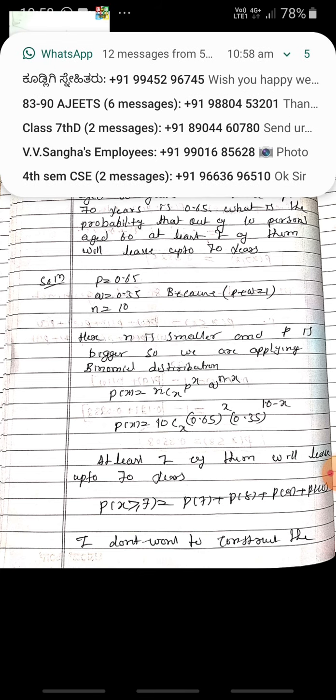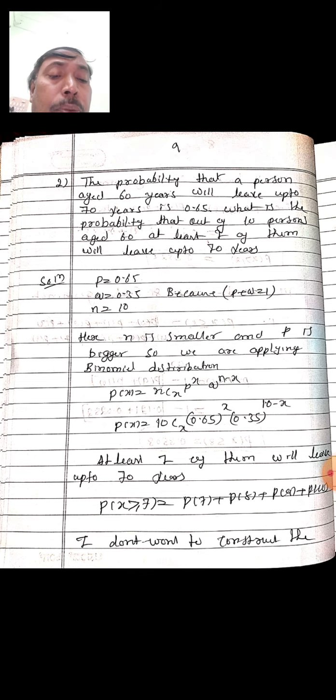Now, don't go for constructing the table, because the table values may or may not be necessary. On the basis of the problem, we can construct the table. See, it's telling at least 7. What is the meaning of at least 7? Either 7 or above 7 is called at least 7. See, probability x greater than or equal to 7 is 7, 8, 9, 10. That's why I want only 4 values. I don't need to consider the table here, because the values 0 to 6 are unnecessary. That's why P of 7 plus P of 8 plus P of 9 plus P of 10.